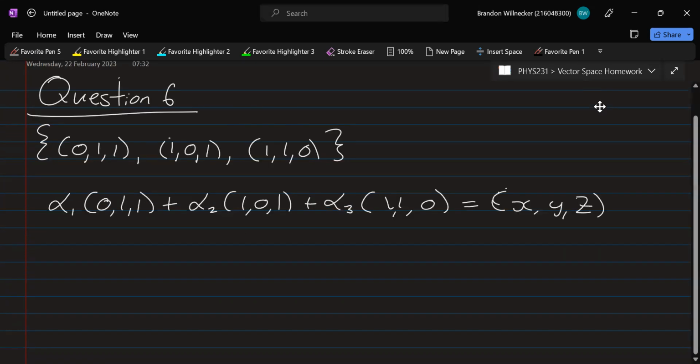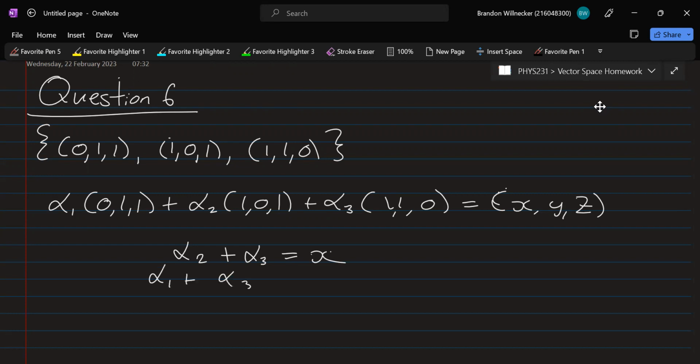Okay, but this we can write as a system of equations because we have an equation for the first element, for the second, and then for the third. So we can write this as alpha 2 plus alpha 3 is equal to x. Then alpha 1 plus alpha 3 is equal to y. And lastly, alpha 1 plus alpha 2 is equal to z. So by comparing each of the components, we get one system of 3 equations.